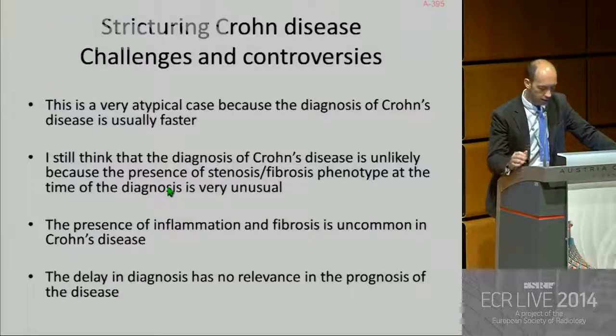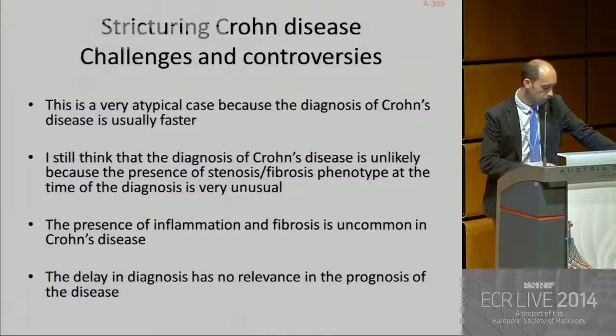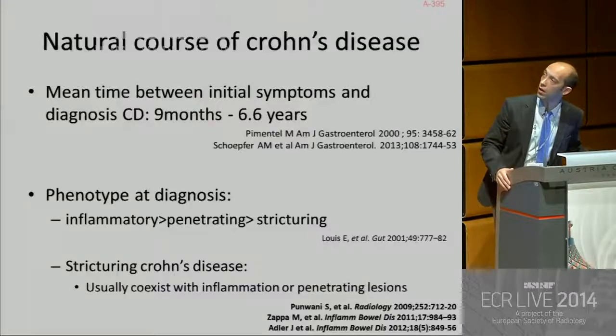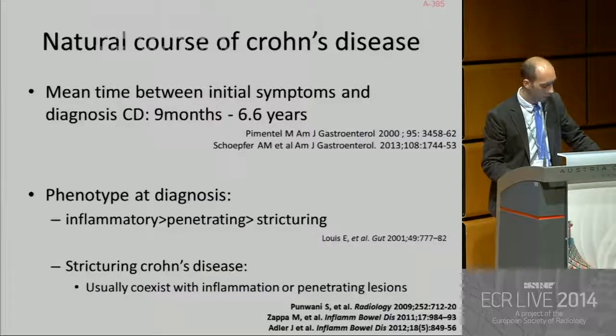So you can think that this is a very typical case, and that the diagnosis is easy, but the diagnosis of Crohn's can be thought unlikely because of the coexistence of stenosis and fibrosis. There are some controversies that I sometimes discuss with my colleagues in radiology. You can think that inflammation with fibrosis is uncommon. It's not uncommon. It's the most common situation. And that the delay in diagnosis has no relevance. Yes, it's relevant, and I will try to explain these points briefly.